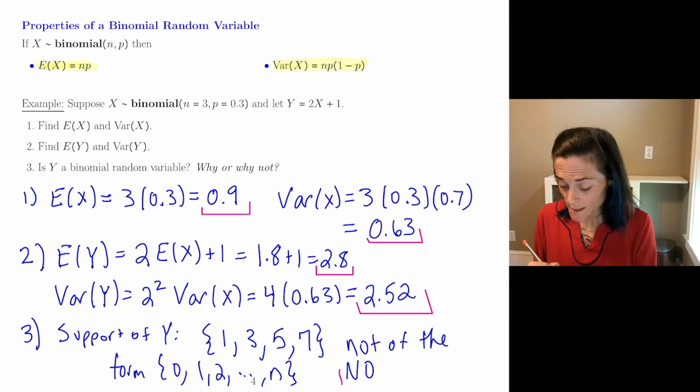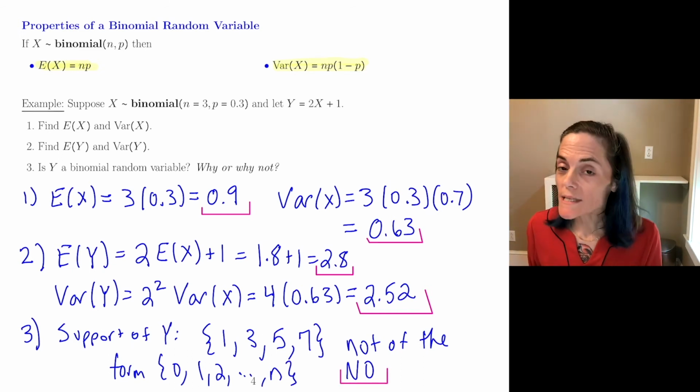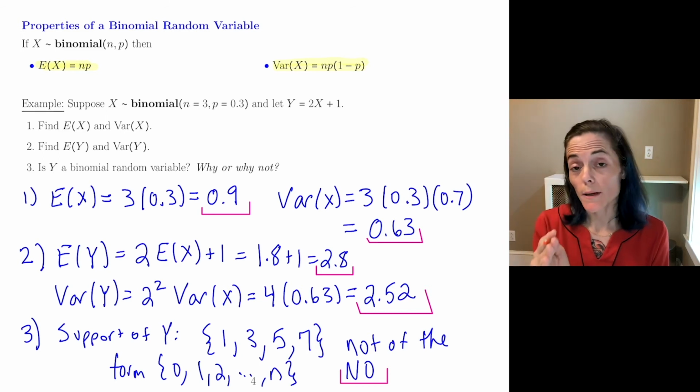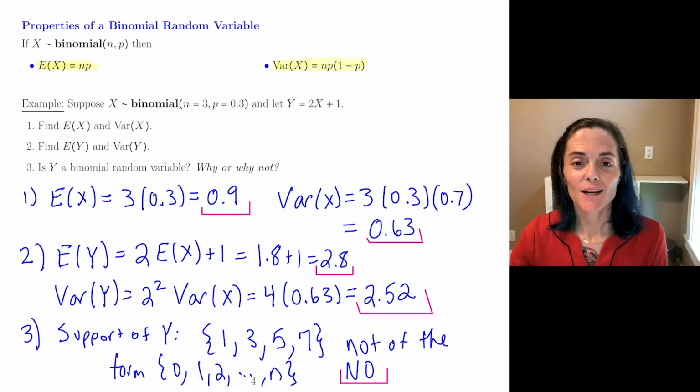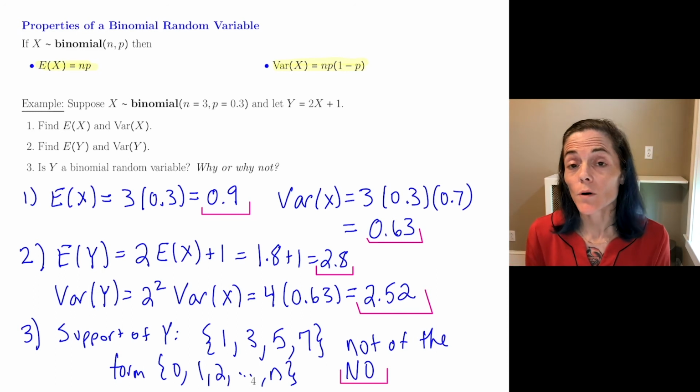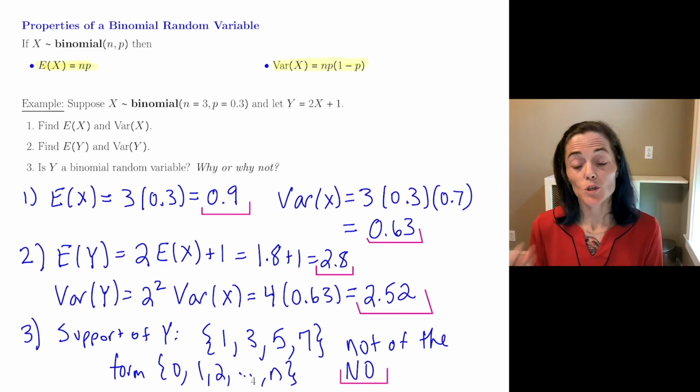This is how we can answer that. So in general, if you take some random variable distributed some way, and you take a linear transformation of that random variable, it will not have the same distribution, not always. And we see that in this very first example.